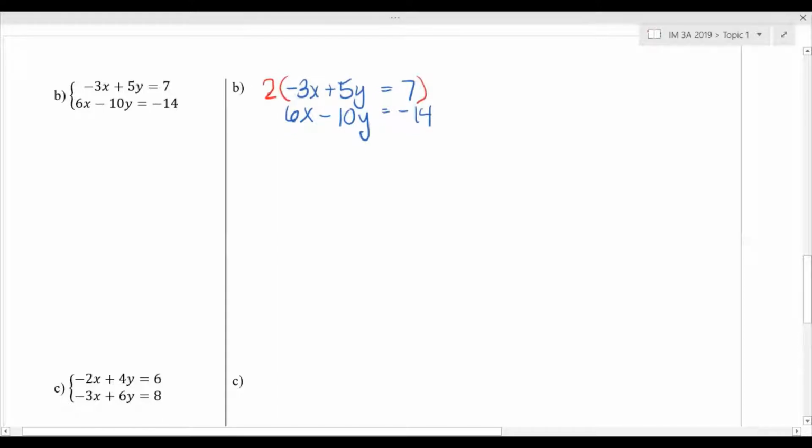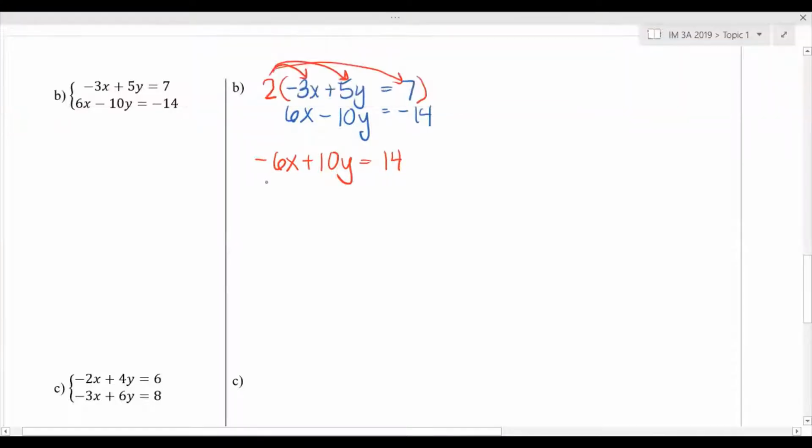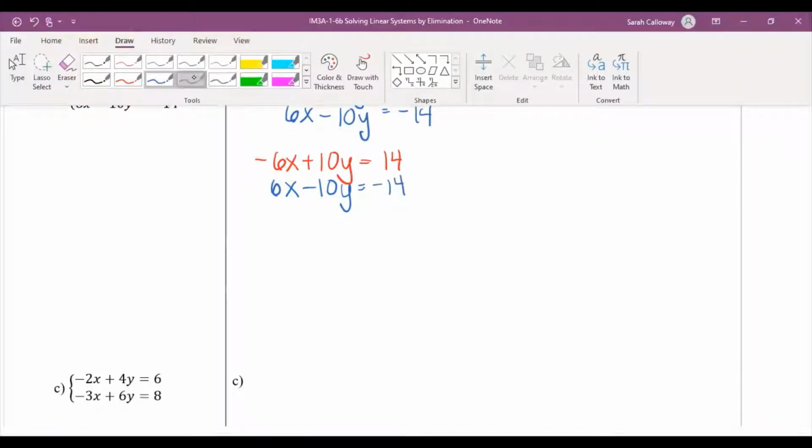So I'm actually going to just leave the second equation as it is, because 2 times -3x gives us -6x, which is the additive inverse of 6x. So then let's distribute the 2 all the way through. So that's going to give us plus 10y is equal to 14. So what we should be noticing now is that this equation looks a lot like the other equation, except all the signs are just the opposite, which means what's going to happen when we add them together?